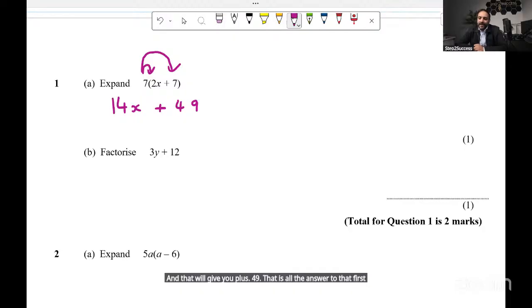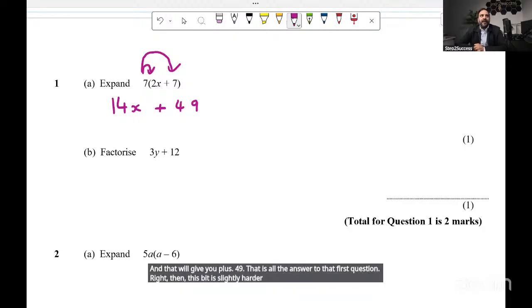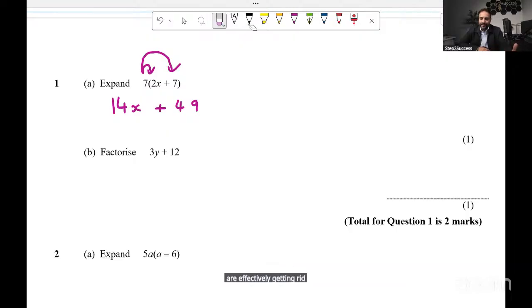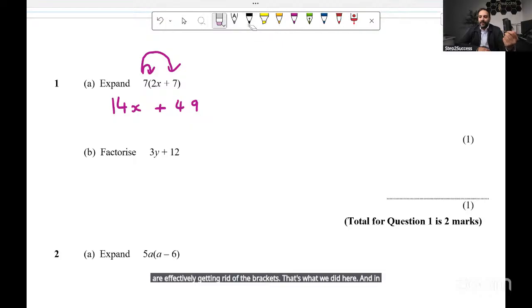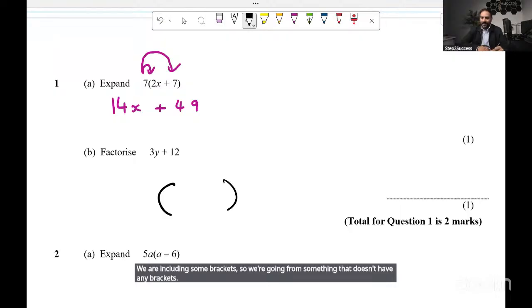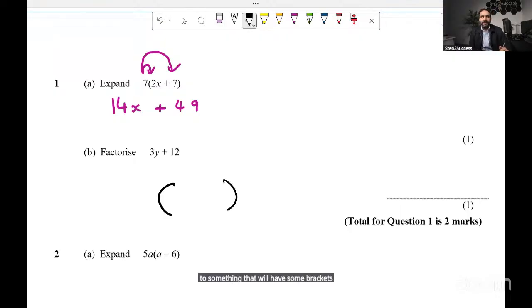Right, then, this bit is slightly harder. So factorizing is harder than expanding, even though they are exact opposites of each other. So in expanding, we are effectively getting rid of the brackets. That's what we did here. And in factorizing, we are including some brackets. So we're going from something that doesn't have any brackets to something that will have some brackets. That's what factorizing basically is.